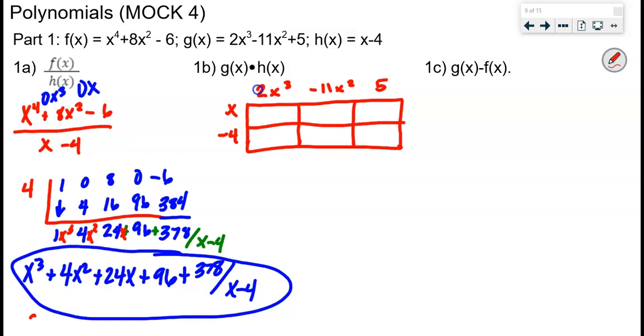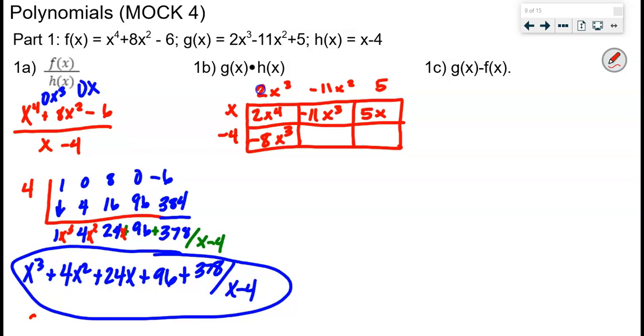So we got 2x to the third times x. That's going to be 2x to the fourth, right? Then we got negative 11x squared times x. That's going to be a negative 11x to the third. 5 times x is 5x. 2x to the third times negative 4 is going to be negative 8x to the third.